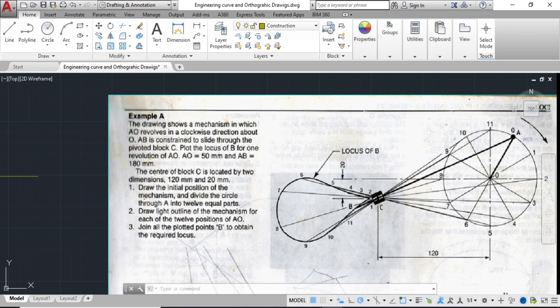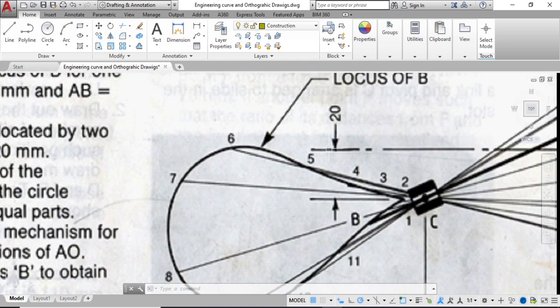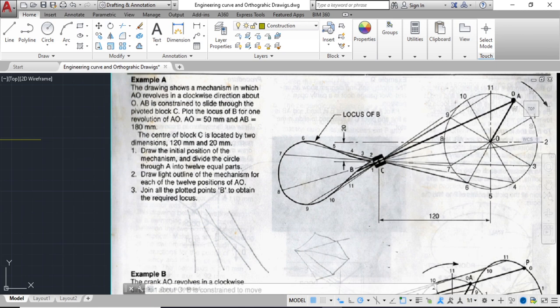The center of block C is located by two dimensions, which is 120 millimeters given from this center to here, so you offset from this to here 120, and 20 millimeters from here to here. So between this center line and here is 120. Notice this arrow and this arrow point to it, and they didn't put the 20 here because they didn't want to confuse you with all the lines, so they put the arrows on the outside and 20. So you offset from this 120 and from this one 20.